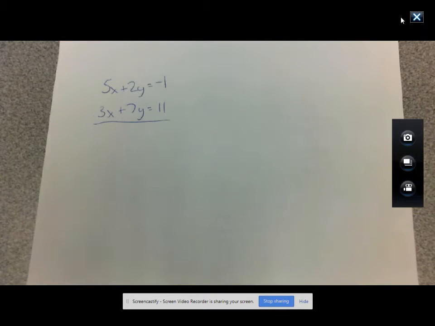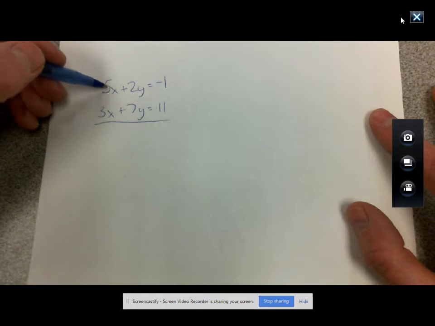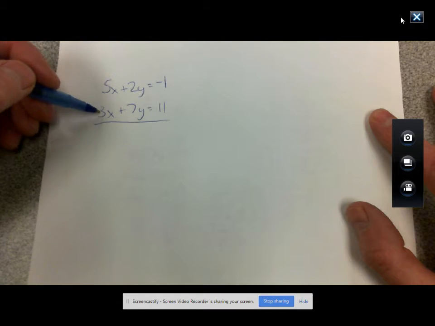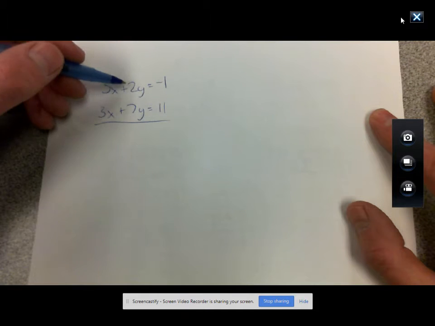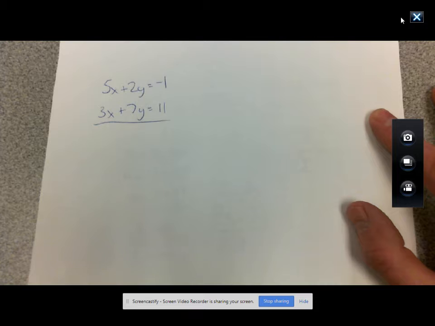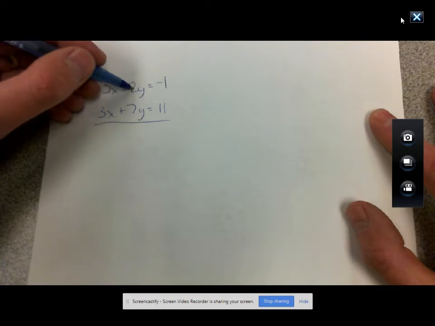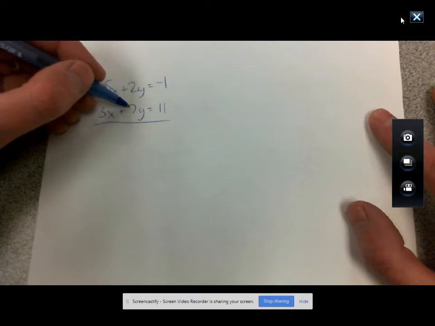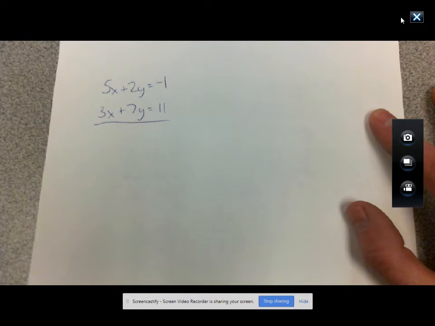In this example, none of the numbers match. So not only do we need one of them to be positive and one of them to be negative, we also need them to be the same number. And it doesn't matter if we do the x's or the y's. In fact, for this one, I'll do the y's. So I want the y's to eliminate. That's going to be my goal here. I want the 2 and the 7 to be the same number, same coefficient for y. I also want one to be a minus and one to be a plus. So that's the goal.